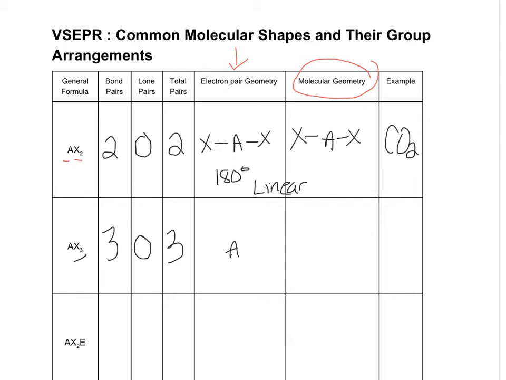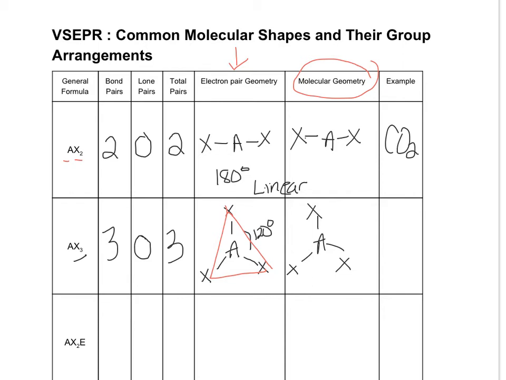This time, the electrons are going to be as far apart as possible, and if you have 3, you make a triangle. So these are 120 degrees from each other. So these geometries are the same. And if you connected the X's, you would form a triangle. So these are called trigonal planar, or trig-planar.